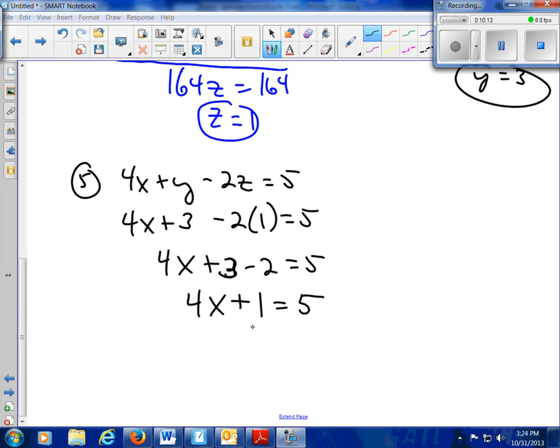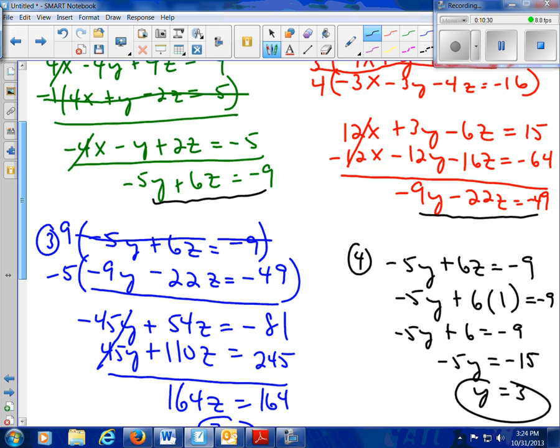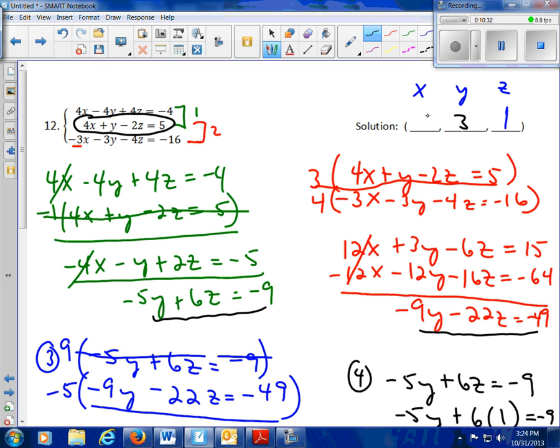And if I subtract 1 on each side, 4x equals 4. Divide both sides by 4. And finally, x equals 1, which is our solution. So our final answer is 1, 3, 1.